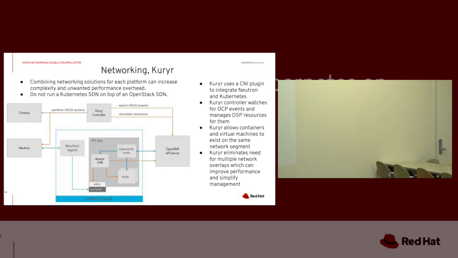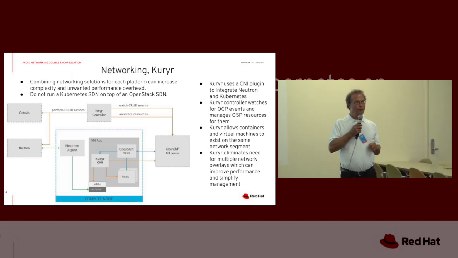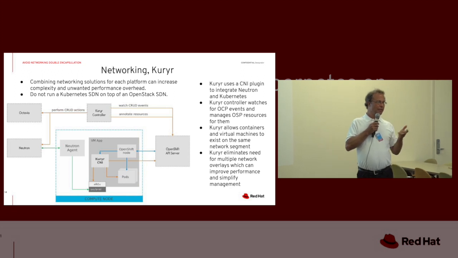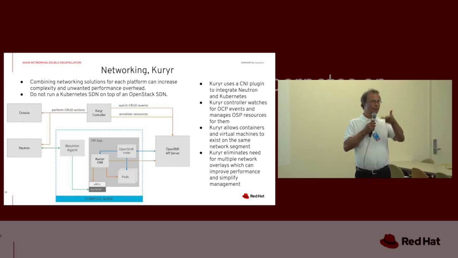So what is this Courier? Okay, so you have OpenStack, which does networking, and you have Kubernetes, which does networking. So now you can have some double encapsulation problem or some two networks operating at the same time. How are you going to get around this? So Courier, everything is open source. It's an open source project.